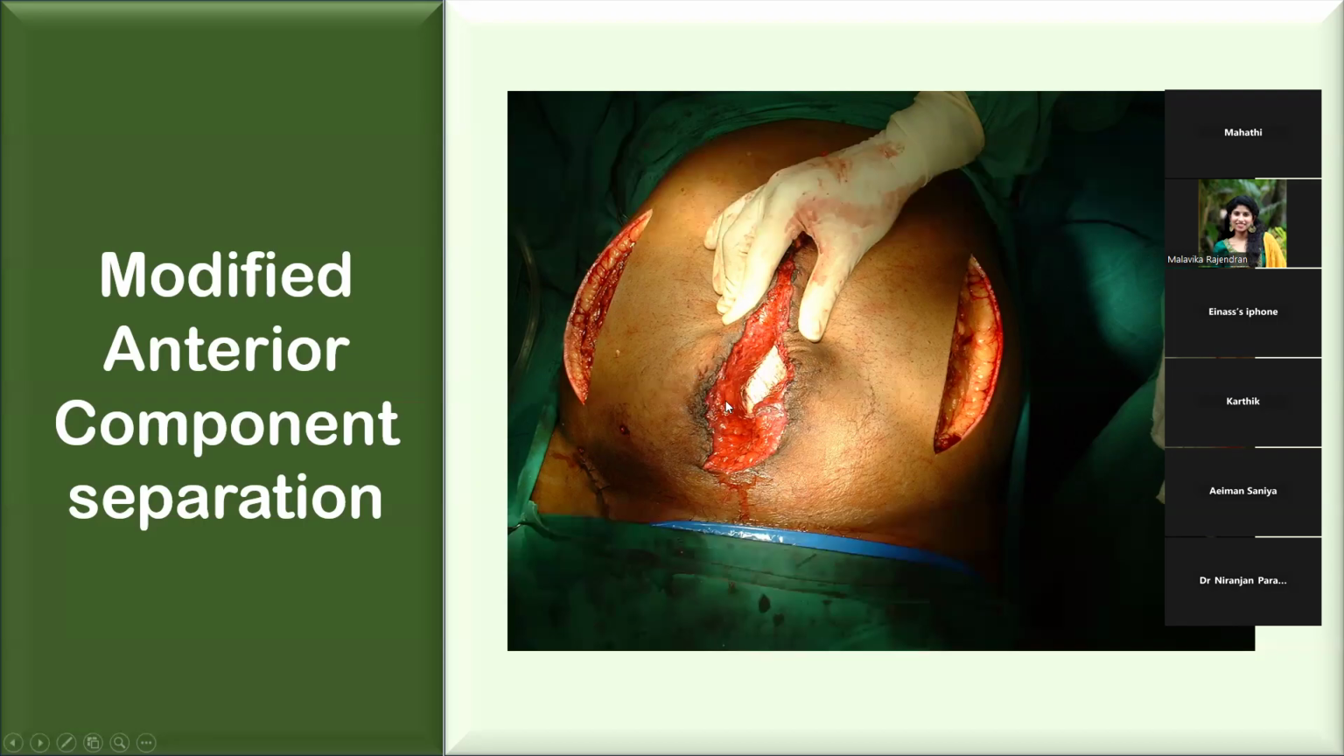It's not onlay, it's not sublay either. It is an inlay. Inlay mesh, you can see the mesh through here. Normally, what is recommended in the Ramirez method is to do a subcutaneous dissection in this plane, anterior or superficial to the anterior rectus sheath, go beyond the lateral border of the rectus, and about 2 centimeters lateral to that, you cut the external oblique only.